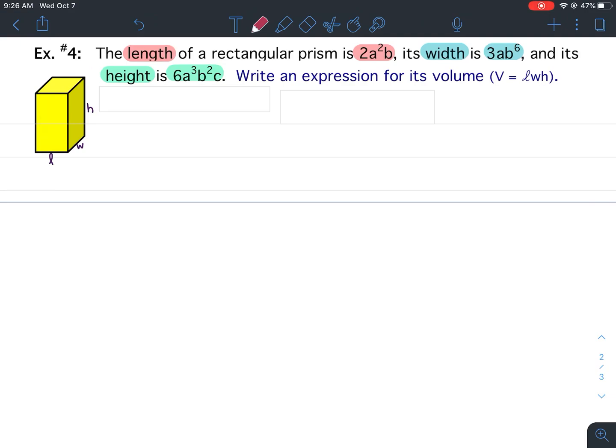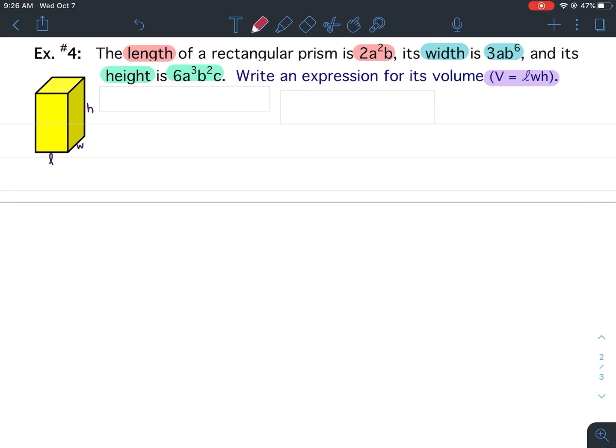V equals length times width times height. So this is the formula we will use to find the volume. Now we're not going to find a numeric value. The final answer will be an expression.